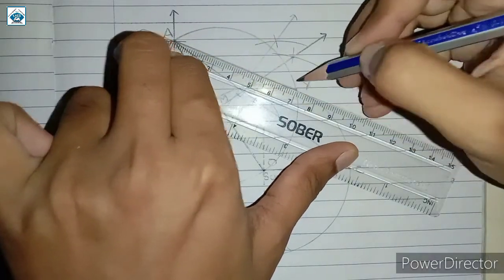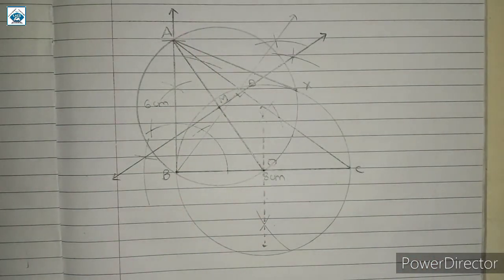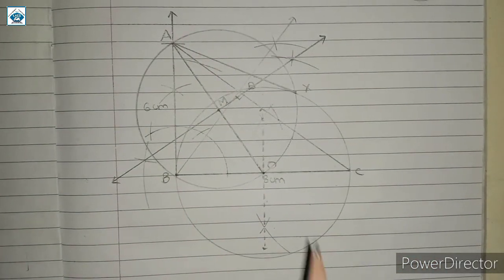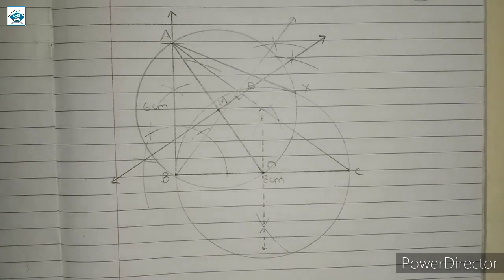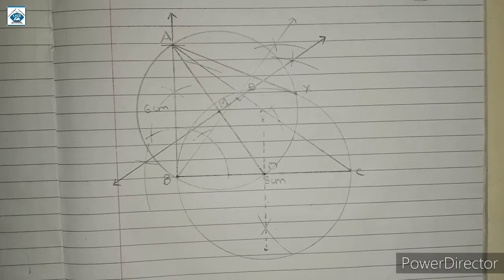Let us join these two as well. So here AX and AB, these are tangents to the circle with center O and radius 4 centimeter. So here we have constructed our required figure.